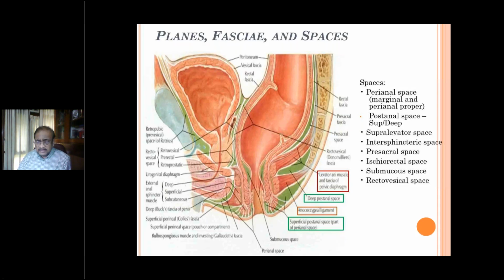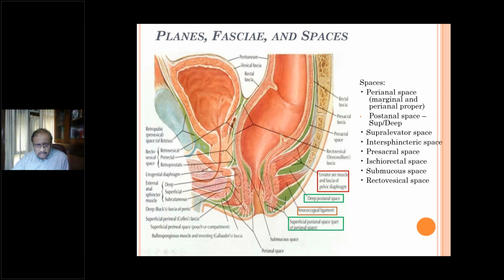The spaces, this part of the anatomy, I'd like to clear. The spaces around the rectum and the anal canal are very, very important. And when you talk about the spaces, you just have to remember two things. One, the anococcygeal raphe. See the coccyx? See the anal canal. And number two, you have to remember the levator ani. Is that clear? When you remember these two, you would be in a better position to understand the spaces around the anal canal. This is very clear.